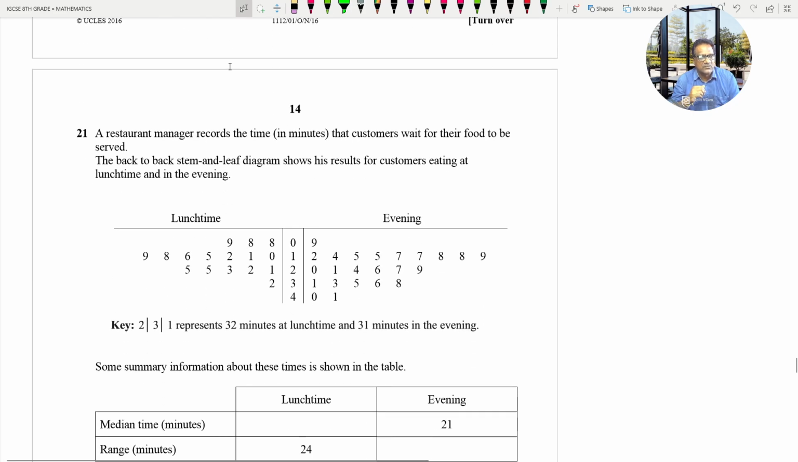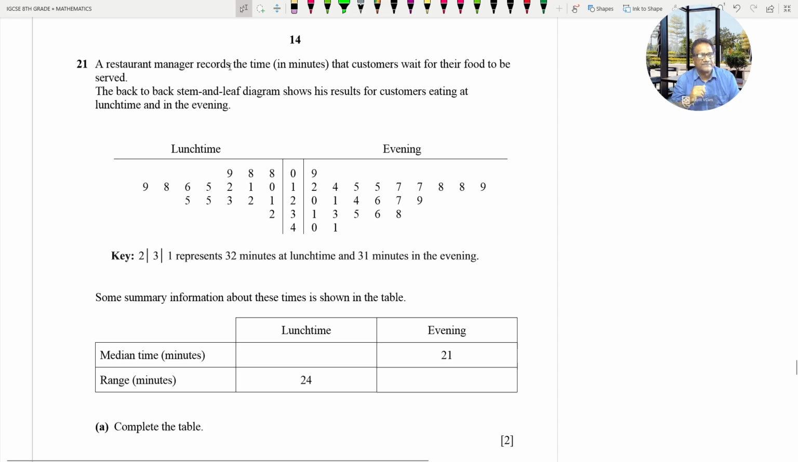Now let us move on to question number 21. Question number 21 says that a restaurant manager recorded the time in minutes that customers wait for their food to be served. The back-to-back stem and leaf diagram is shown over here, and the results are also shown over here. The customers eating at lunchtime and in the evening, both are shown over here.